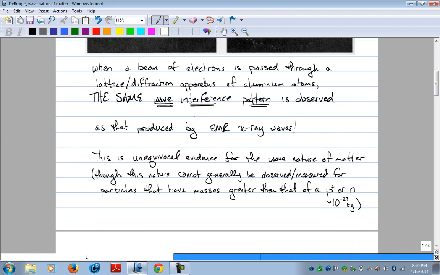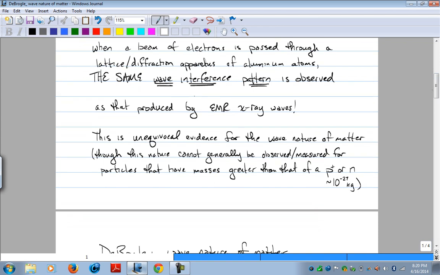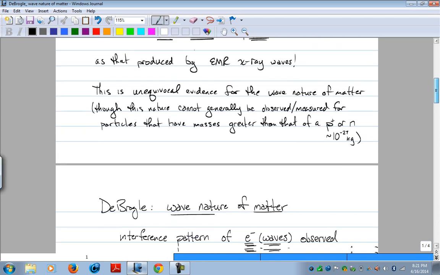But there are limits to the detection of these matter waves. The fundamental limiting factor is the mass of the matter particle. So once the mass of the matter particle is beyond around 10 to the minus 27 kilograms, electrons are 10 to the minus 31 kilograms, we don't have and will not ever have any type of device that can detect this type of wave nature of matter. And this will be seen in the equations developed.